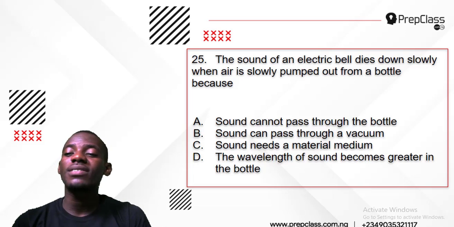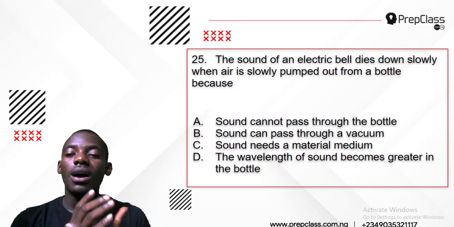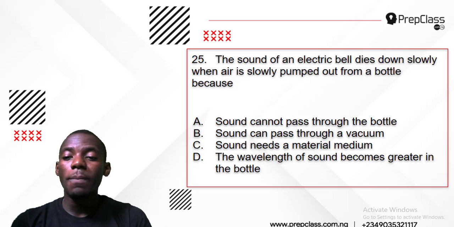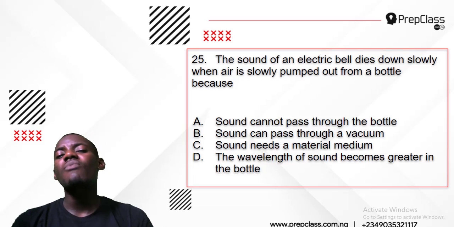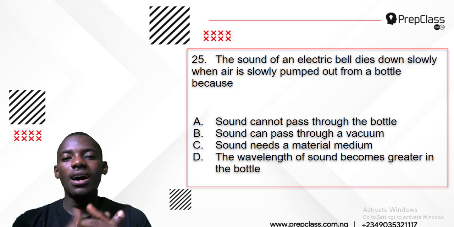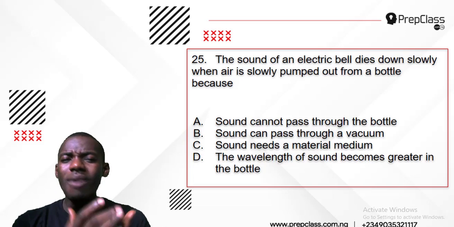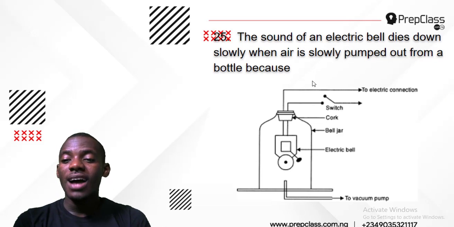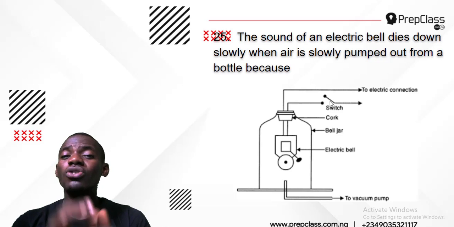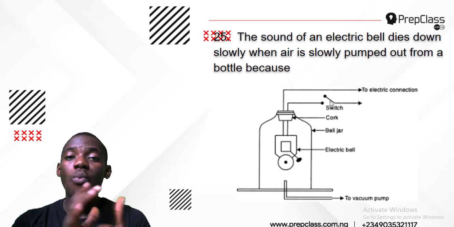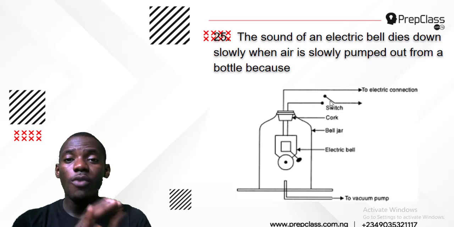The sound of an electric bell dies down slowly when air is slowly pumped out from a bottle because what? A, sound cannot pass through the bottle. B, sound can pass through a vacuum. C, sound needs a material medium. D, the wavelength of sound becomes greater in the bottle. Now, under wave, we learned about sound wave, right? We were talking about the electric bell. The electric bell was used for an experiment, called the electric bell experiment. Here it is used to show that sound travels by a medium, making sound a mechanical wave. That means mechanical waves are waves that need a medium for their propagation.